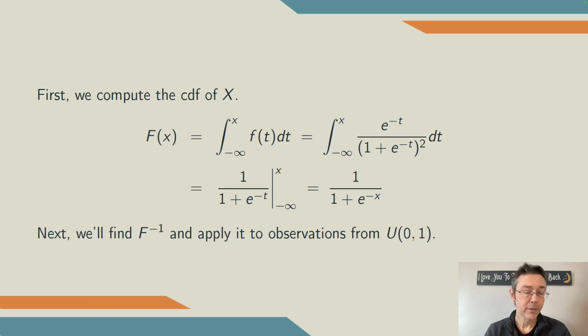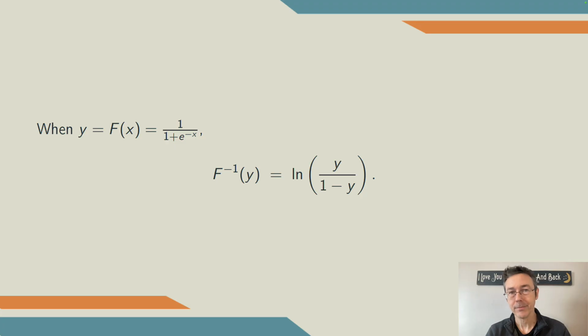Now we need to invert this and apply it to some observations from the distribution U(0, 1). You can verify directly that the inverse of 1 over (1 + e^(-x)) is the natural log of y over (1 - y).